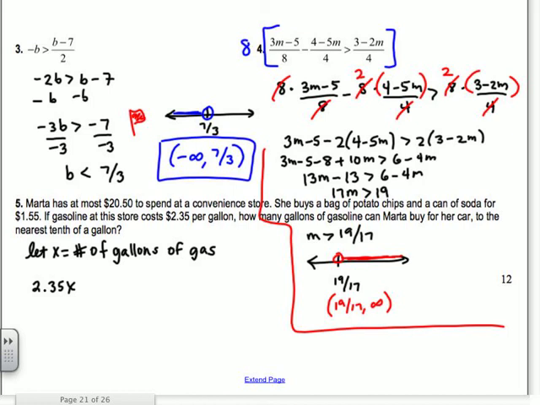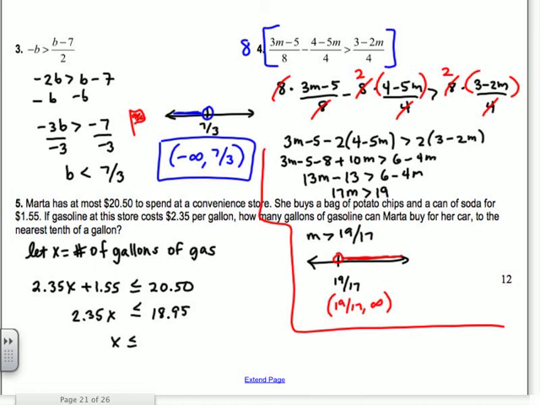All right, but she also bought some things already. She bought $1.55 worth of chips and soda. Okay, the most she has to spend is $20.50. So what inequality sign should I use? Yeah, all of this is less than or equal to $20.50. Okay, solve it out. So I'm going to subtract $1.55. All right, divide by 235.